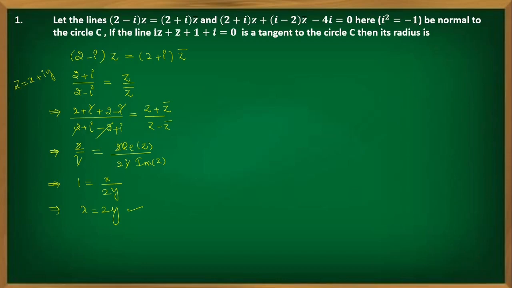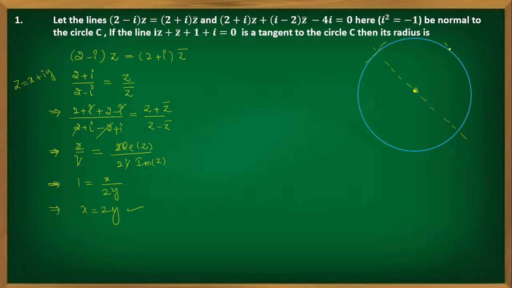So here these two lines are normals to a particular circle. There is a circle, and for this circle, these two lines are normal. You know normal always passes through the center of the circle. If you want to draw a normal, first you draw a tangent line, then if you draw a normal, it passes through the center of the circle.